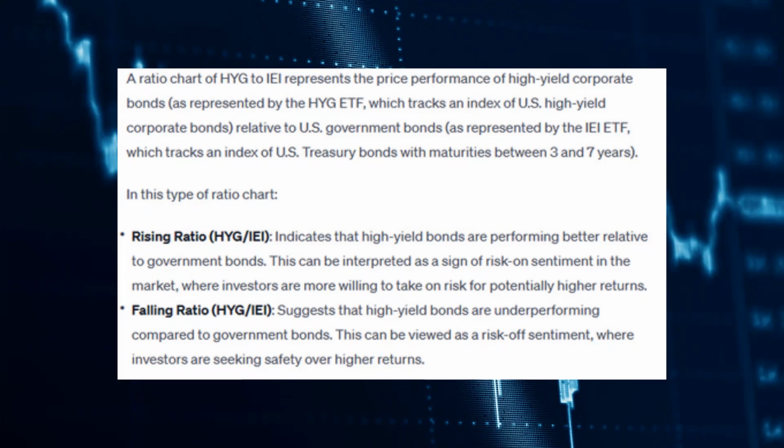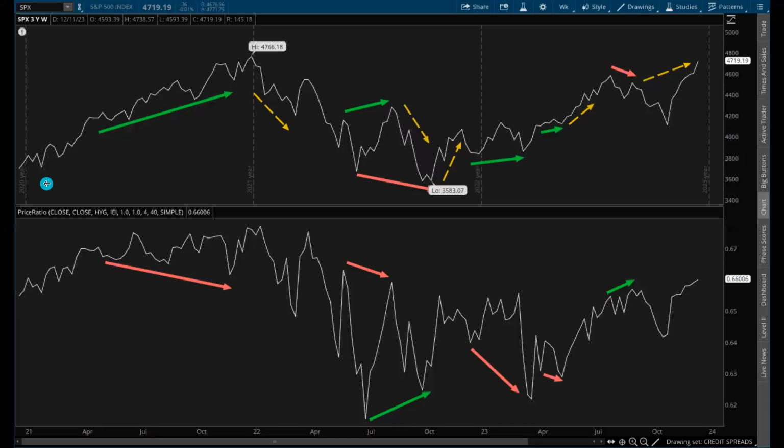Now, in this type of chart, a rising ratio indicates that high yield bonds are performing better relative to government bonds. This can be interpreted as a sign of risk on sentiment in the market, where investors are more willing to take on risk for potentially higher returns.